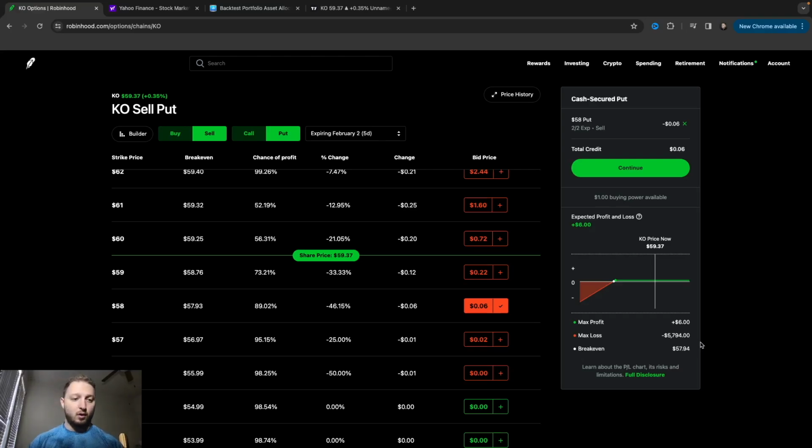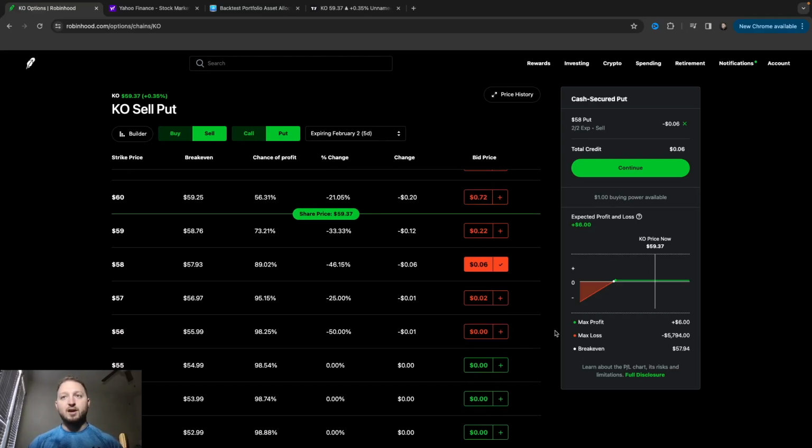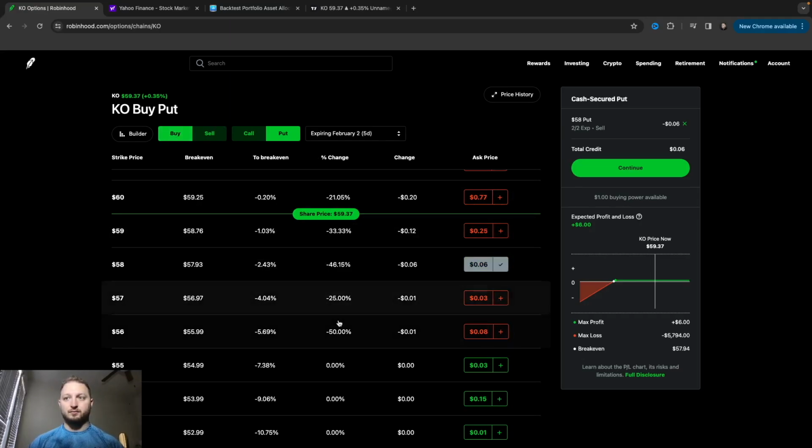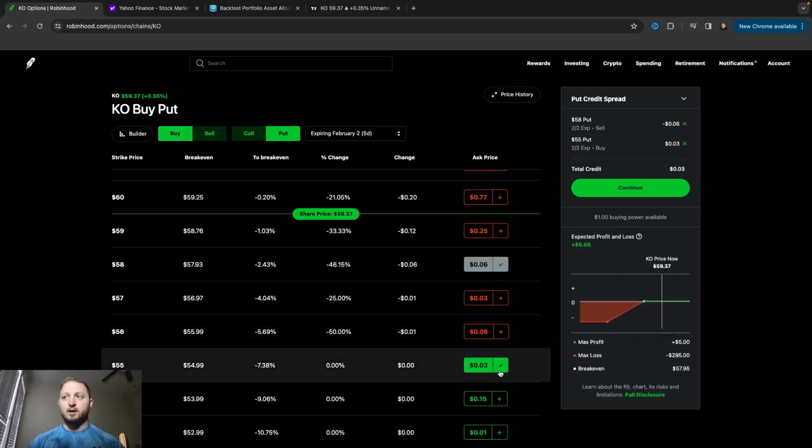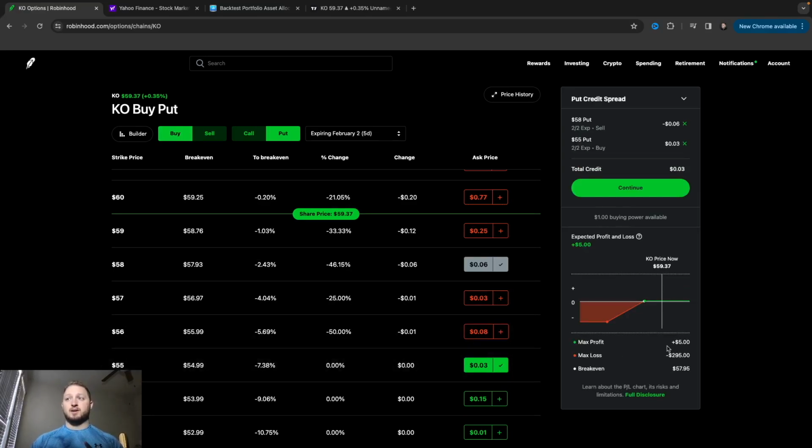Now here's a trick, though. I'm going to show everybody, and I'm going to do it on another stock as well. If you don't have the $5,800, you're going to click back to buy. And then now you can make the same trade and risk way less. The only difference here is you're playing a spread.